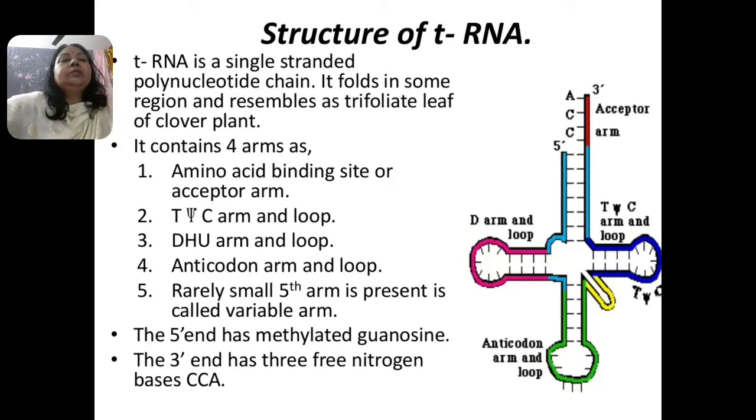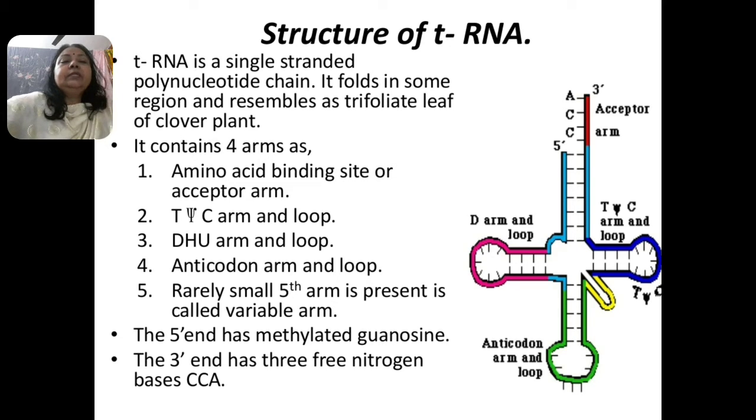So come to the structure of transfer RNA. What is the structure of transfer RNA? Transfer RNA is a single stranded polynucleotide chain, and it folds in some regions and resembles the trifoliate leaf of a clover plant. The transfer RNA has 4 arms, the first being the amino acid binding site or acceptor arm.